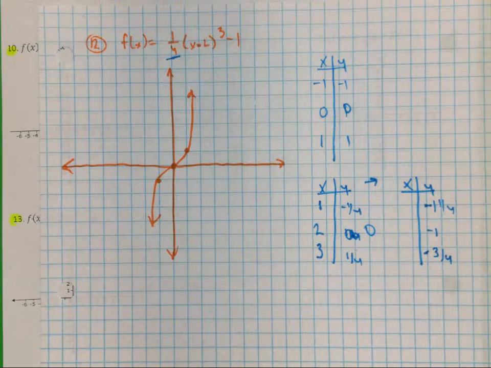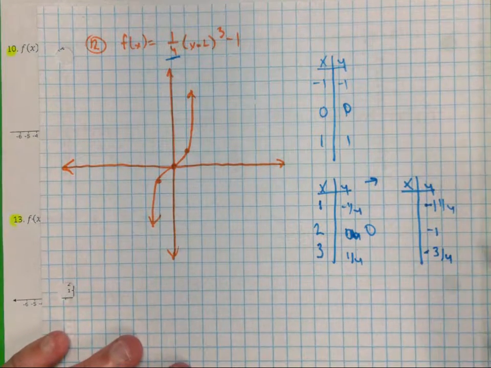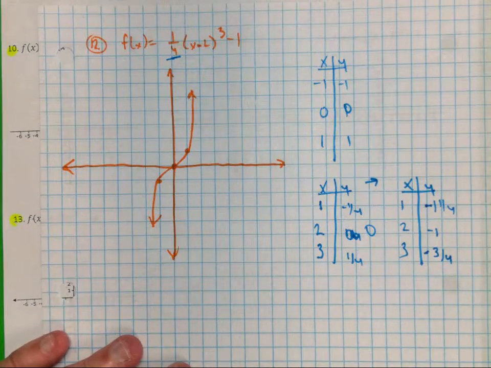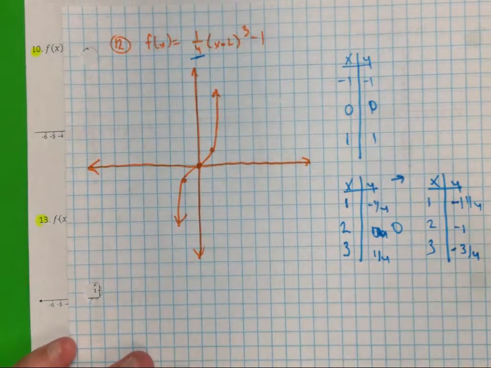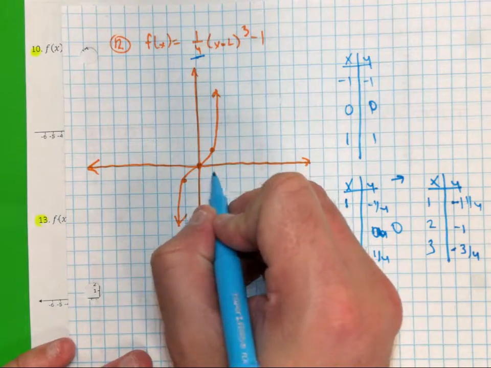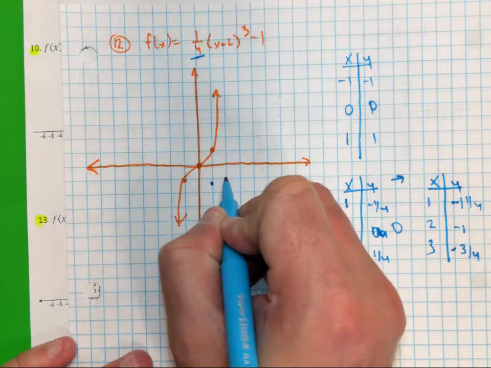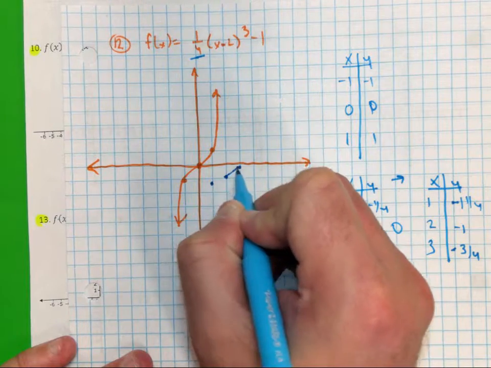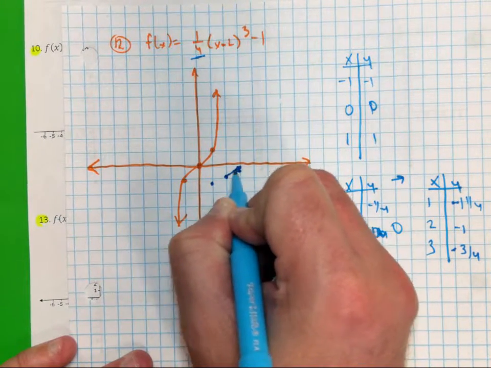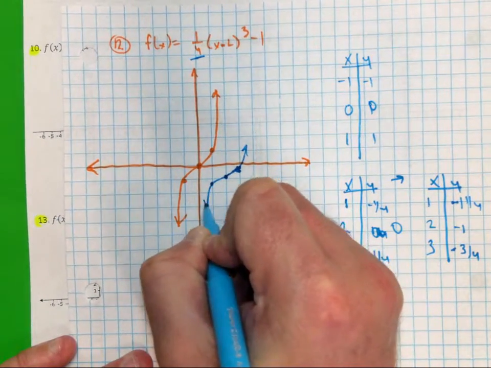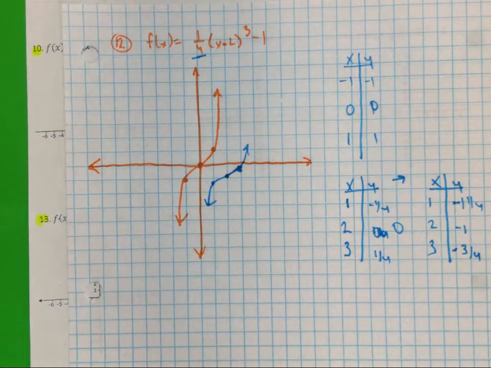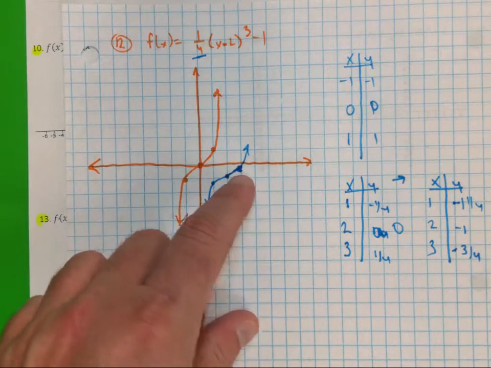Now, if you can do that in your head, that's fine. You don't have to do the table. Okay, now I'm going to graph that. 1 and negative 1 and 1/4, 2 and negative 1, 3 and negative 3/4. Oh, should be down here. I could have drawn that better, sorry. That point should be down a little bit more.